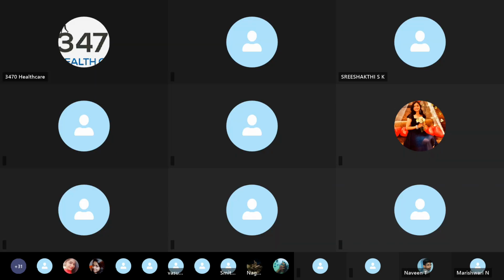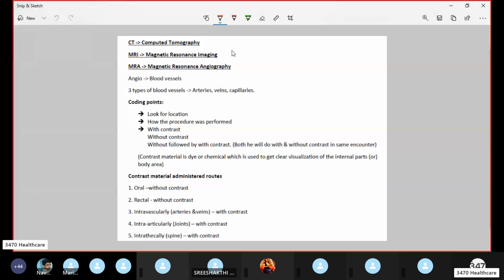Okay. Next. I'm going for CT, MRI, MRA. Full forms you need to know. CT means computed tomography. Then MRI, magnetic resonance imaging. MRA, magnetic resonance angiography. Angio means blood vessels. We have arteries, veins, capillaries. So three types of blood vessels we have.